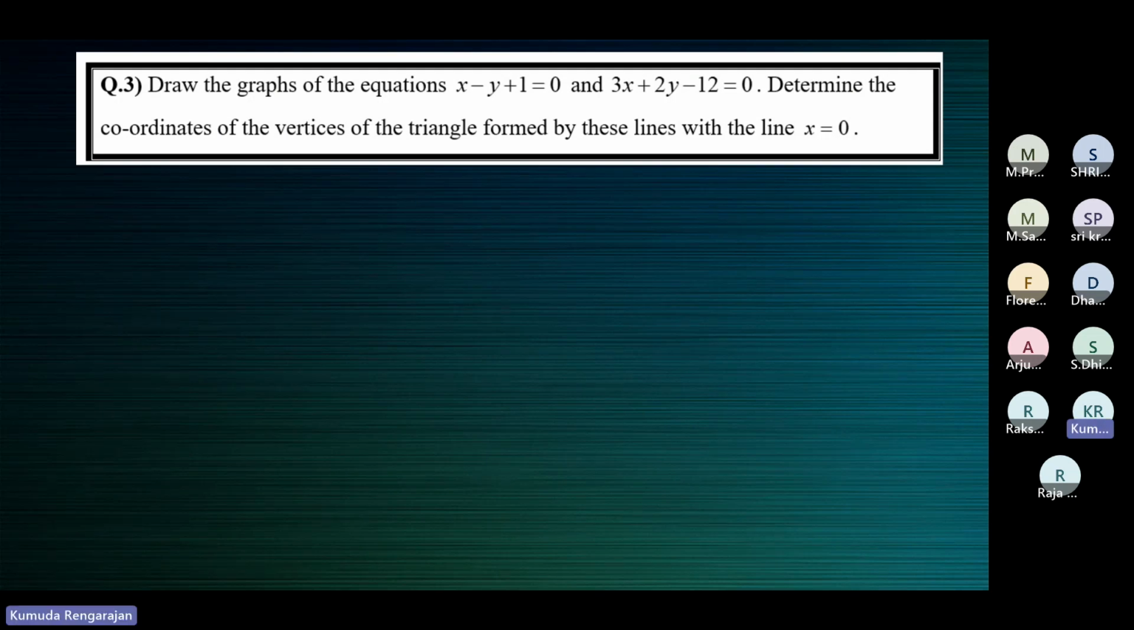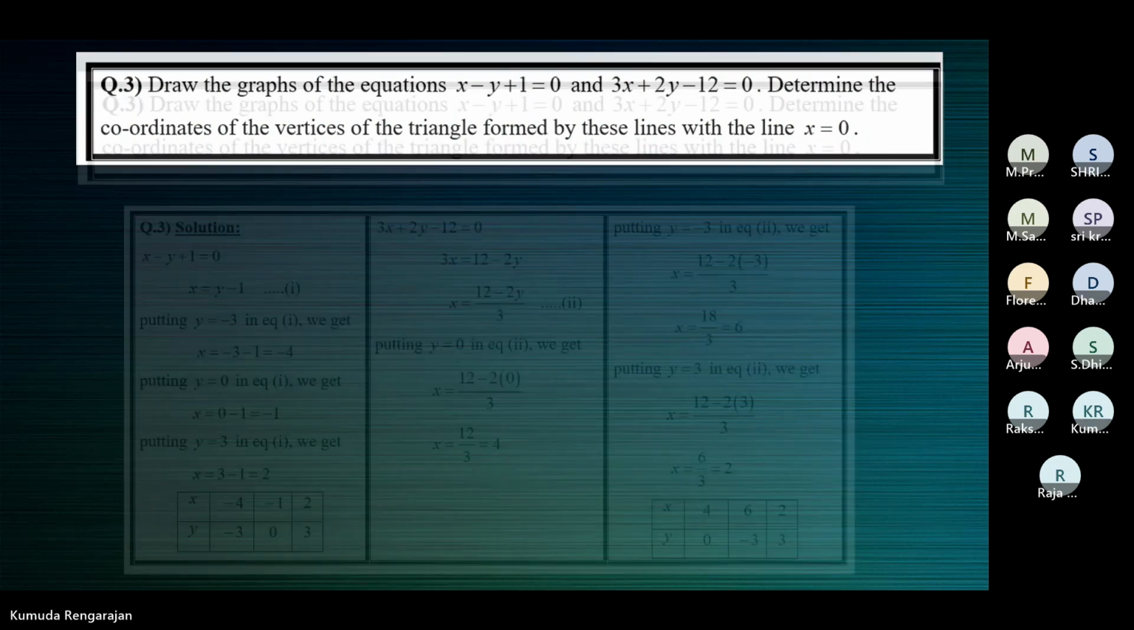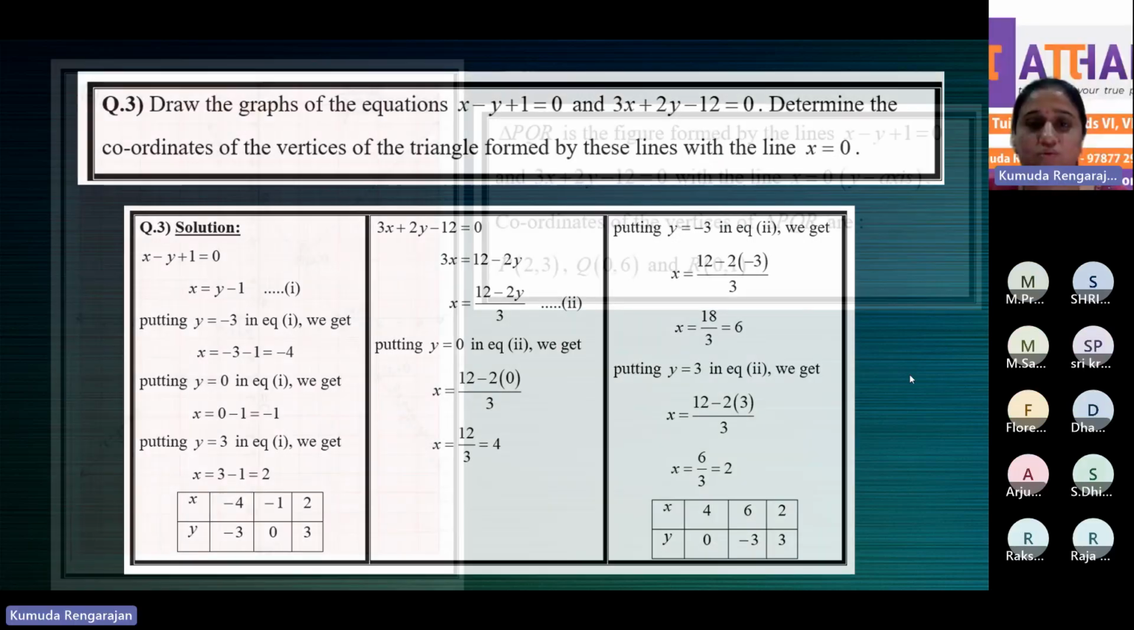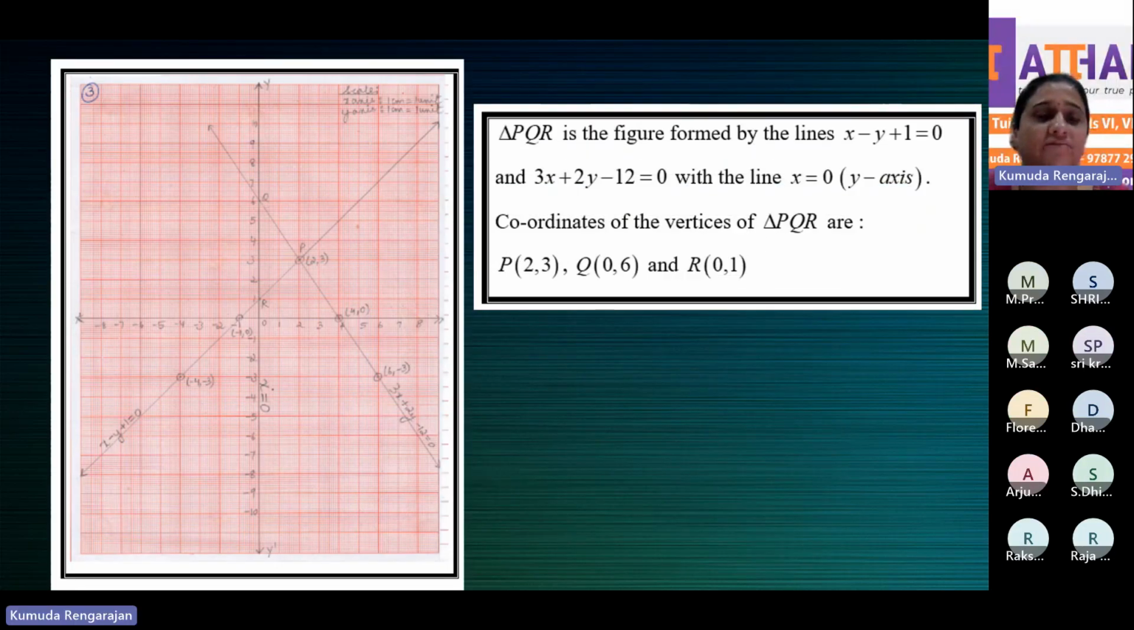Okay, so most of you have not done it in a graph book. Next class, all of you have a graph notebook or graph sheets with you. Graph must be done on graph paper. Now coming to how many of you are right. The lines actually intersect at (2, 2), and the coordinates of the triangle are (0, 3), (0, 6), and (0, 1).